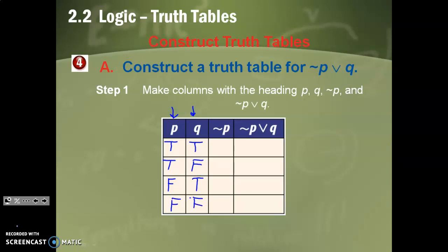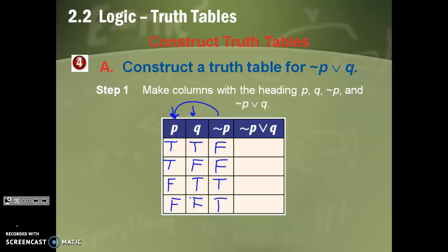Notice there's a pattern here. P's are true, true, false, false, and then Q's are true, false, true, false. We want to establish that pattern, and you'll see a little bit later why we want that pattern too. But not P is just going to be the opposite of whatever the P is. So P is true, this is false, false, and then not P is true for the last two.